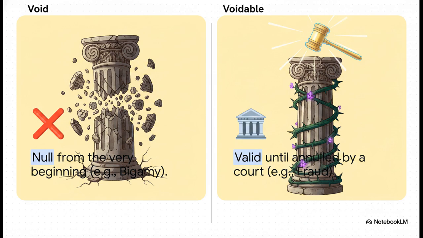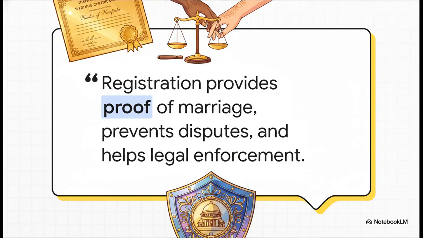If a marriage involved fraud or coercion, it actually remains a completely valid marriage until one of the parties takes it to court and gets it officially annulled. To protect against a lot of these messy disputes, the legal system relies really heavily on documentation.